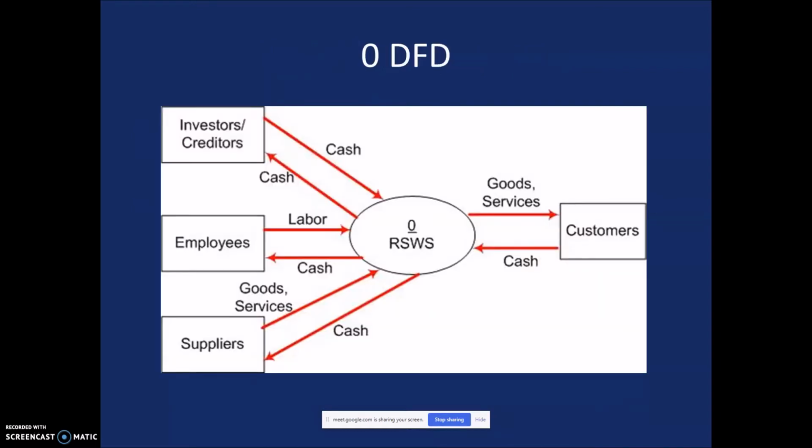What I've got here is an example of a really basic data flow diagram. We call this a 0 DFD, zero data flow diagram. It doesn't focus on any one specific area. What it does focus on is just a general overview, and it makes it as simple as possible. So this could be a company, let's call it Reebok Services with Salt.